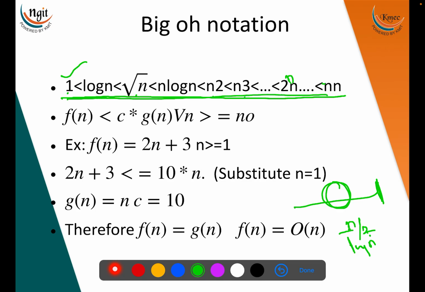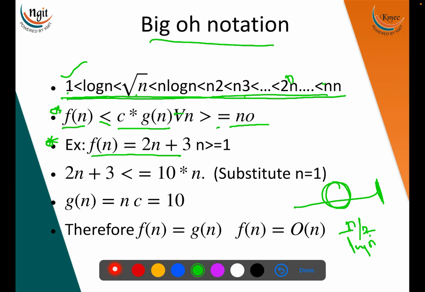Now the formula for big O notation is what? f of n less than or equal to c into g of n for all n greater than or equal to n0. Now let's see an example. The most important thing is the example. f of n is equal to 2n plus 3. Fine. Now, so f of n is 2n plus 3.